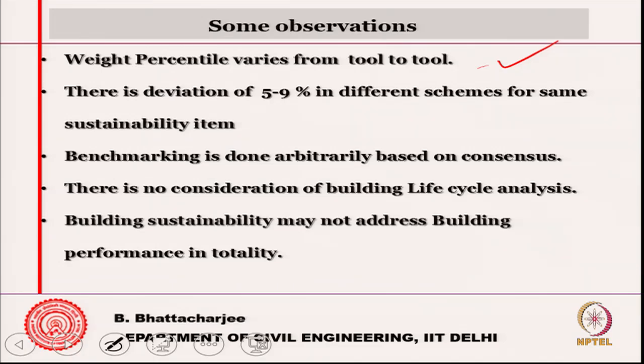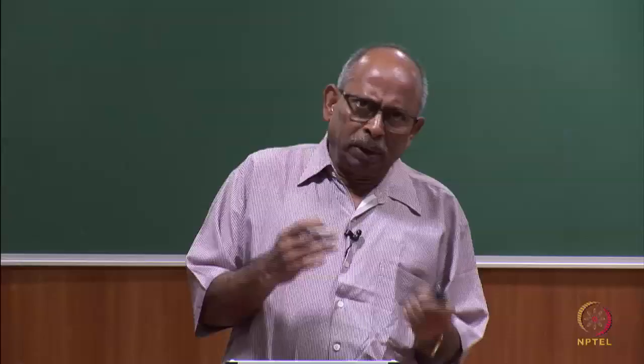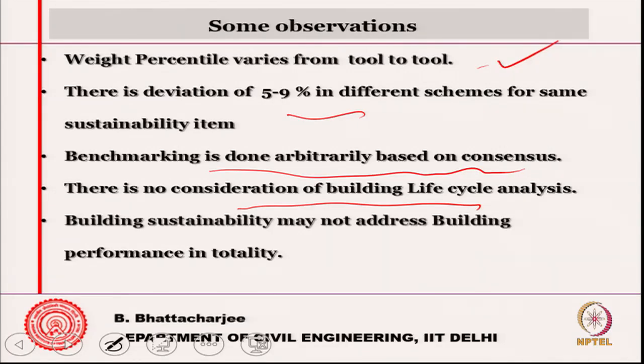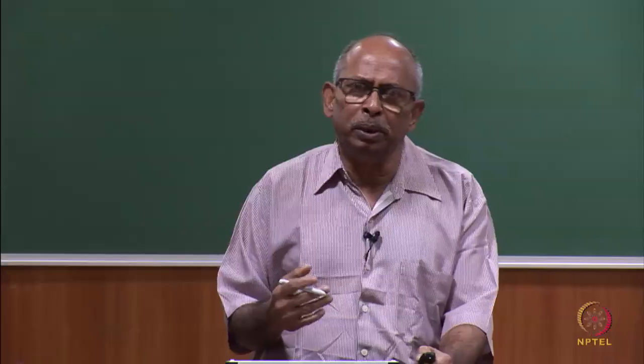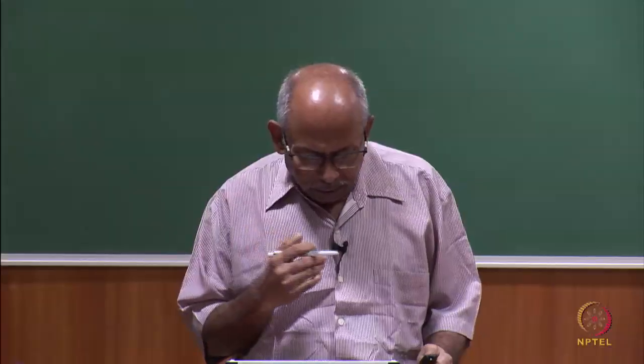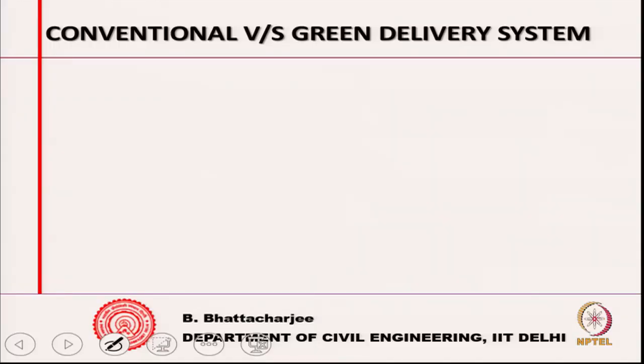Weight percentile varies from tool to tool, with a deviation of 5 to 9%, and benchmarking is done arbitrarily based on the consensus of people. Well, you may say it is arbitrary, but not exact; it is based on subjective decision making. Building life analysis is something most people do not consider, and the totality of building performance cannot be considered. So these are the summary of different tools, and we will look into the tools in the next lecture, but let us look into some other strategies, conventional and green building delivery system.